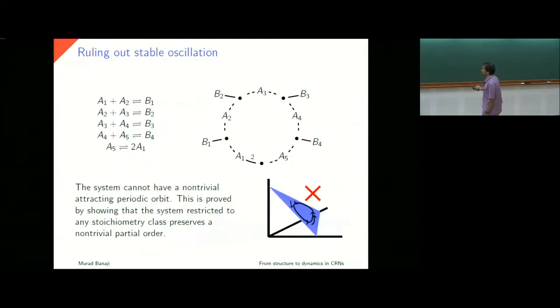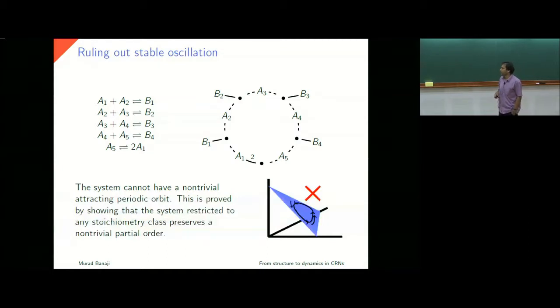Here's another example. This one, again, is structure-based. It's a very artificial little network, but again, it's just one member of a family. This family is quite interesting for a variety of reasons, because odd members have one kind of behavior and even members have another kind of behavior in this family. But for example, this member of the family can't have a non-trivial attracting periodic orbit, or pictorially, this situation is ruled out. So if you look at one of the stoichiometry classes, one of these invariant sets, you won't find a periodic orbit, at least you won't find an attracting one on it.